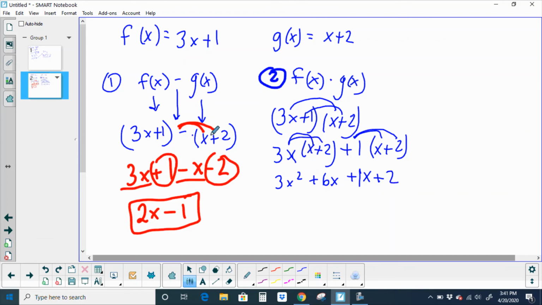Next, you're just going to combine like terms. Notice the only like terms are 6x and 1x. So 6 plus 1 is 7. This will be 3x squared plus 7x plus 2.